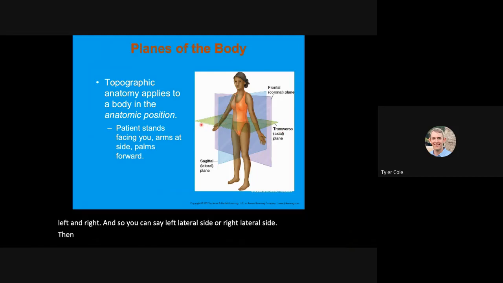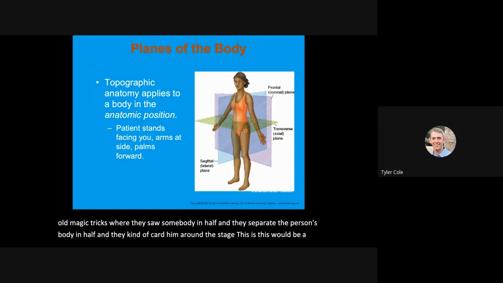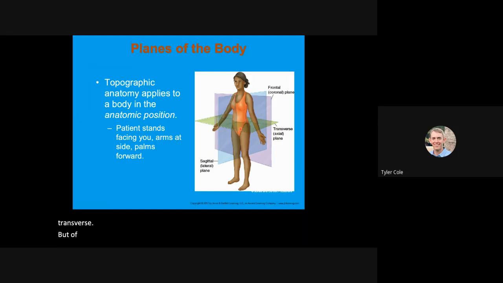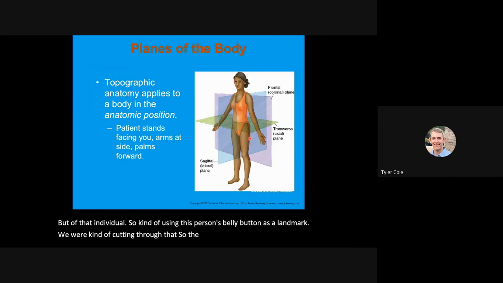Then we have the transverse or the axial plane. This cuts the patient in half from top to bottom. If you remember those old magic tricks where they saw somebody in half and separate the person's body and cart them around the stage, this would be a transverse cut of that individual. Using this person's belly button as a landmark, we're cutting through that, so you have the top and the bottom.